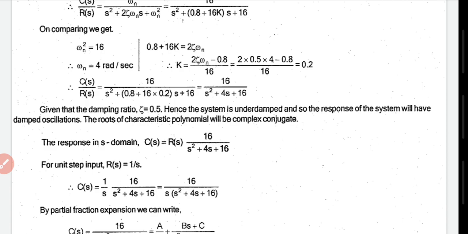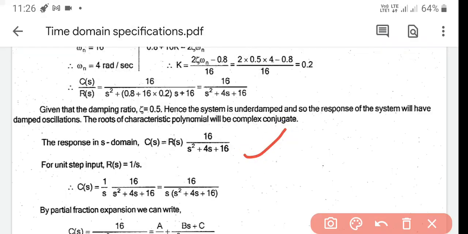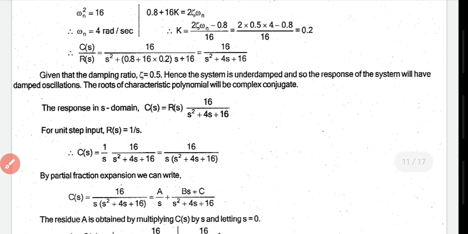So for this you have to calculate the response in the time domain. You know R of s. What is R of s? It is a unit step input. So substitute R of s here, and you will get C of s is equal to 1 by s into 16 by s square plus 4s plus 16, that is equal to 16 by s into s square plus 4s plus 16.